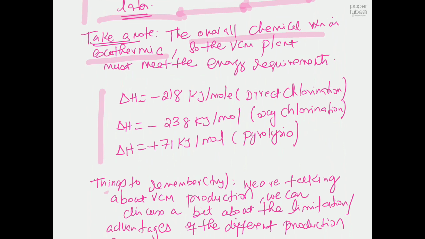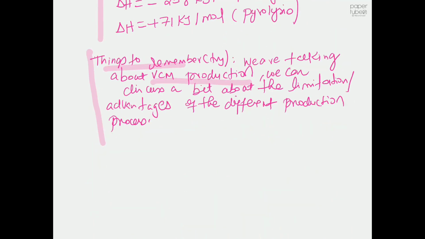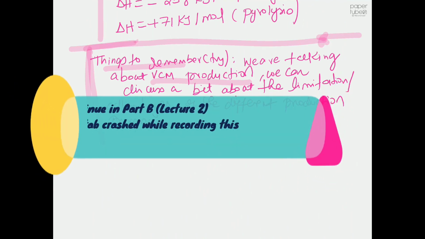There are a few things that you should remember. We are talking about vinyl chloride monomer production, and if you are going to use Aspen HYSYS, we need some information, like, as I said, the reaction stoichiometry, and also how much we need to produce per hour. Here I added a few more information items that you should know about this vinyl chloride monomer.